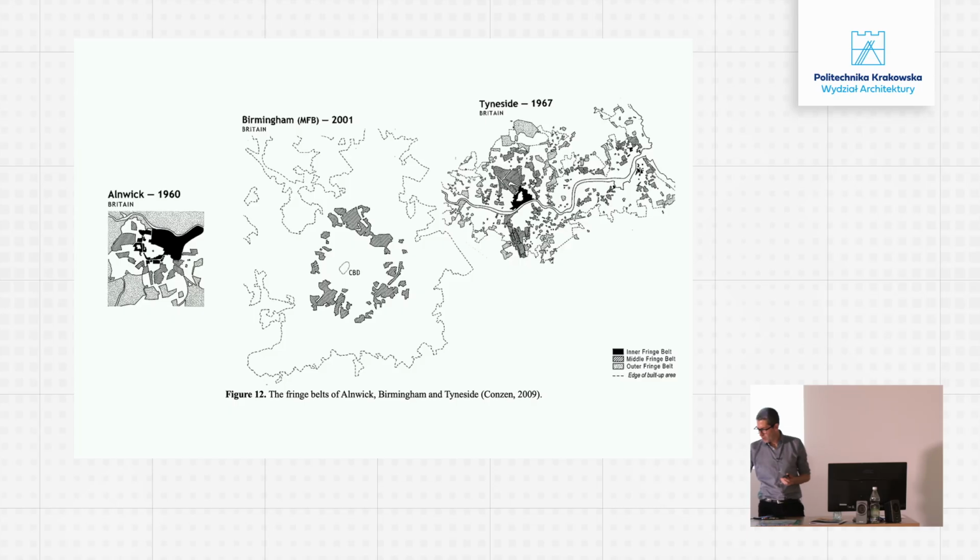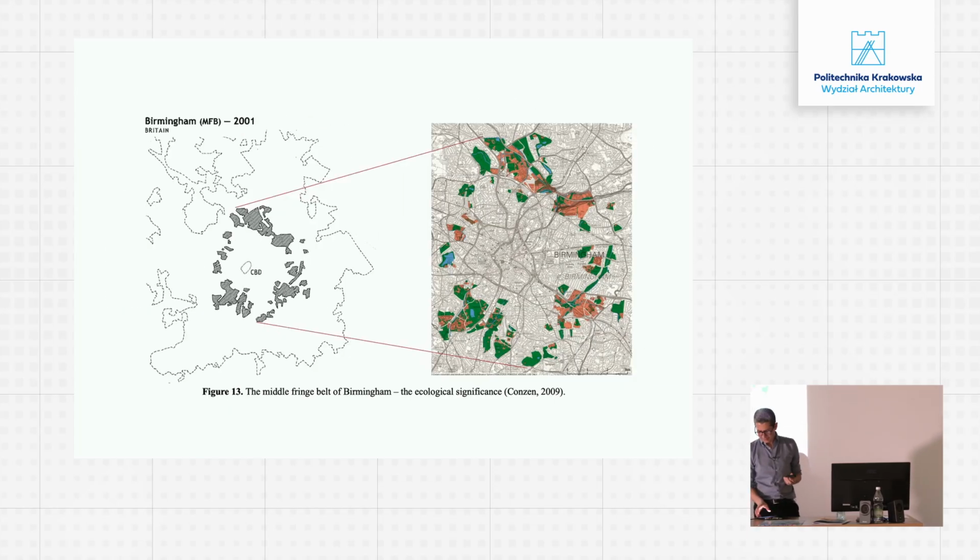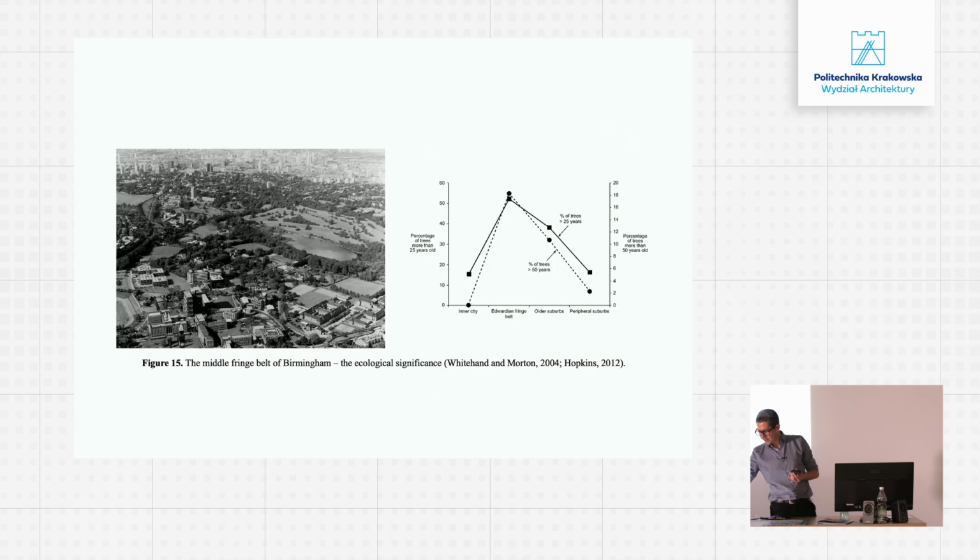And throughout his life, he has showed relations of a different nature on what we can get from analyzing fringe belts. So here, just an example of a study on the ecological significance of these elements.